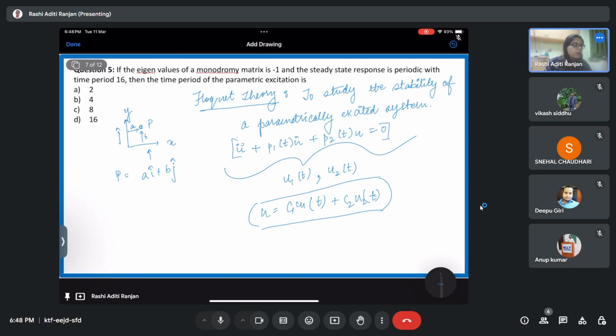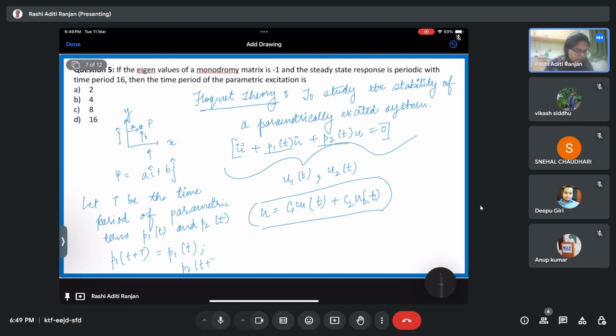Correct? Now, you see this P1(t) and P2(t), what is this? Parametrically excited, changing the value, but it is oscillatory in nature. So let T be the time period of the parametric terms P1(t) and P2(t). If this is the time period, what does it mean? It means that P1 at t plus capital T, after a single time period, is going to be the same as P1(t), which was the initial value. And similarly, P2 at t plus T is going to be nothing but P2(t).